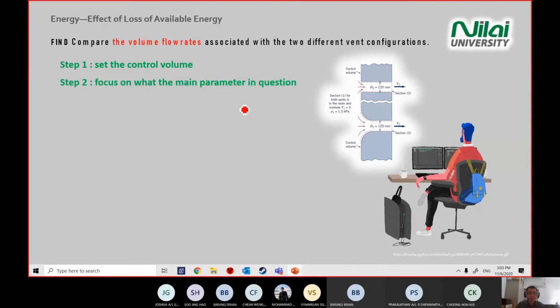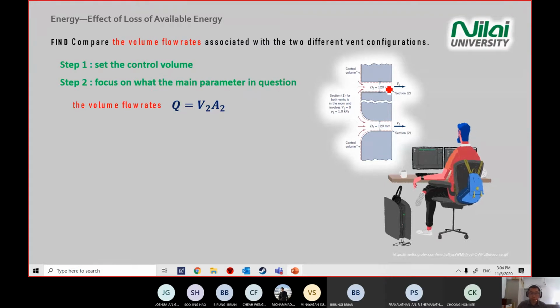And we focus on the main parameter in the question. So we are going to look at volume flow rates. It is Q. So we know that Q equals velocity times area. So the question asks us to find the volume flow rates compared to 1 and 2. Why do we use the section 2 velocity? Because this is the one that we can calculate. And V1 here is not given. Right?